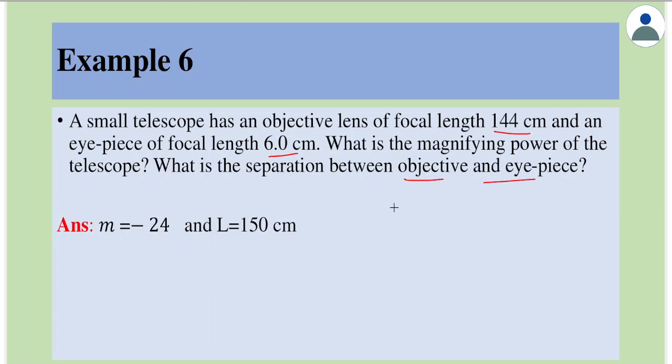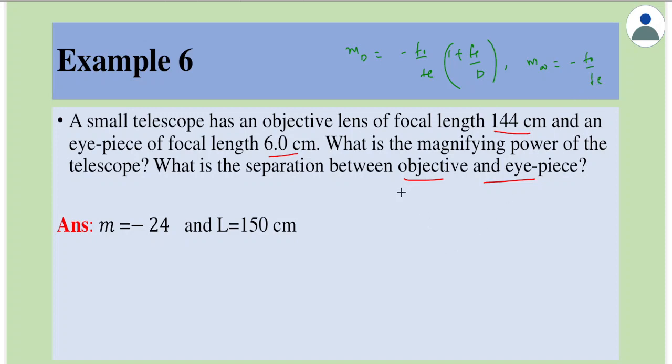Now recall that in the case of a telescope, we can have two magnifications. One, when the image is formed at the least distance of distinct vision, it's given as MD, that is equal to minus of F naught by FE into 1 plus FE by D. And also we can have magnification when the image is formed at infinity. In that case, the magnification is given as minus of F naught by FE.